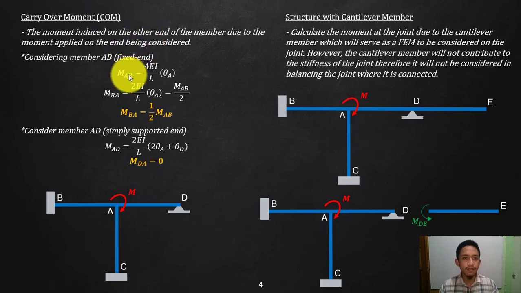Again, if you try to recall, MAB, since that is a fixed end, is 4EI over L theta A. Then if you get your MBA, the end moment on the other end, what happened there? You will get that MBA from the slope deflection equation.